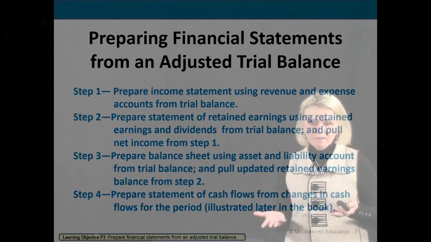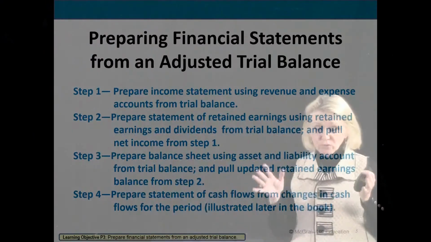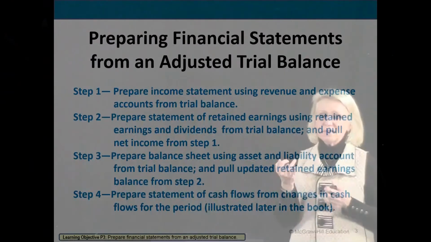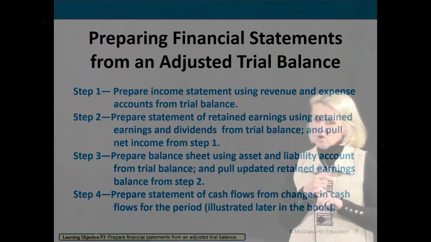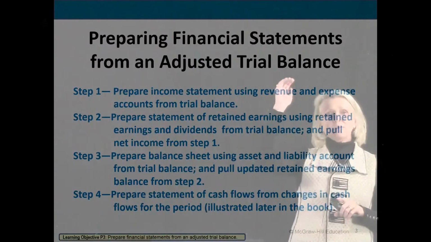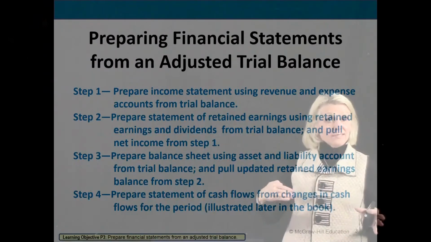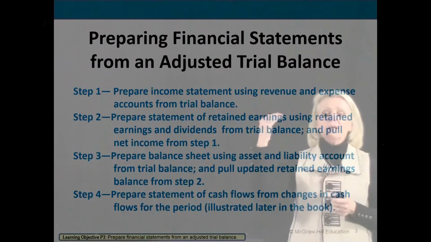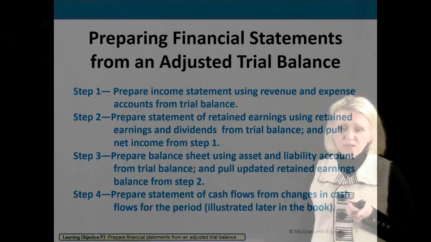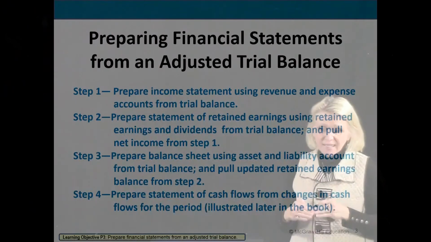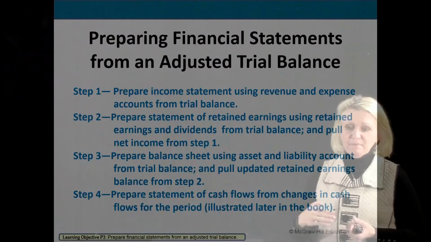So, preparing the financial statements from an adjusted trial balance, let's go back through the steps. You prepare the income statement using revenues and expenses. That's all that's on the income statement. The income statement is revenue minus expenses equals net profit, or net loss if you've had more expenses than revenue. Number two is you prepare the statement of retained earnings using the beginning retained earnings plus net income less dividends, and then you get the ending balance.